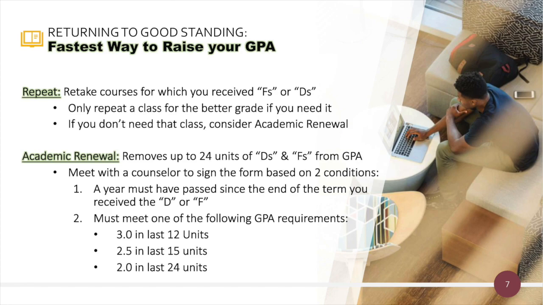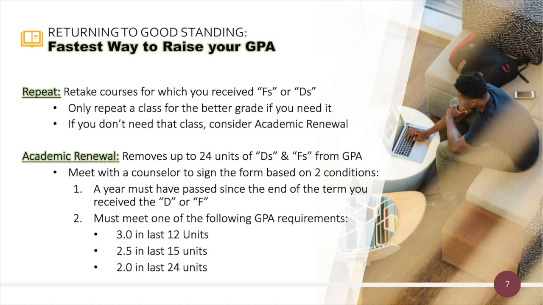For example, imagine you were a fire technology major when you first started out in college and got 3 F's in fire technology classes. A year later, you decide to change your major to philosophy. Now, you no longer need those fire technology courses. Should you repeat them because you got bad grades? No, only repeat classes that you actually need. In this situation, you may be eligible to take advantage of something called academic renewal, which is the second way of raising your GPA quickly.